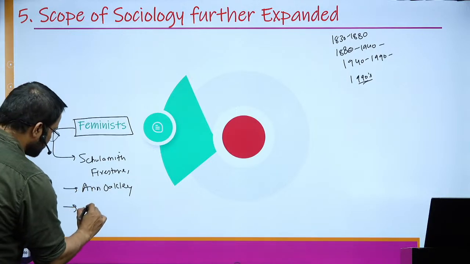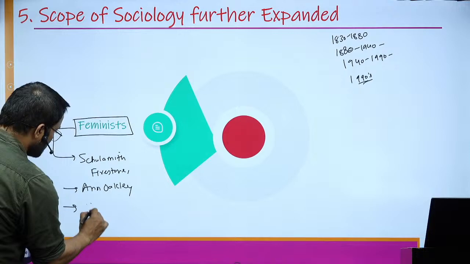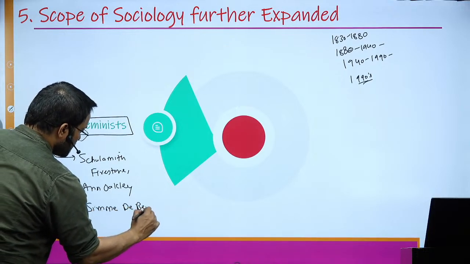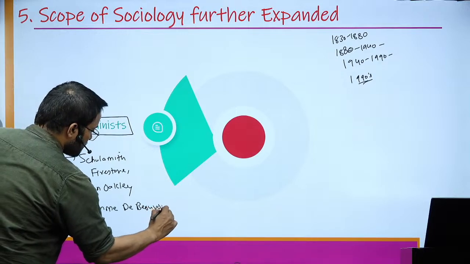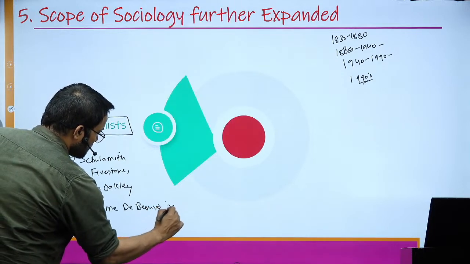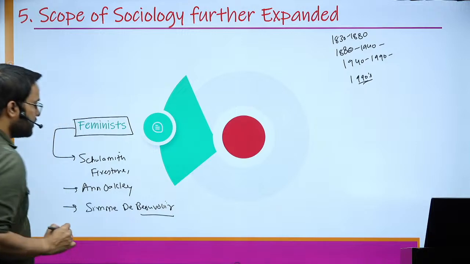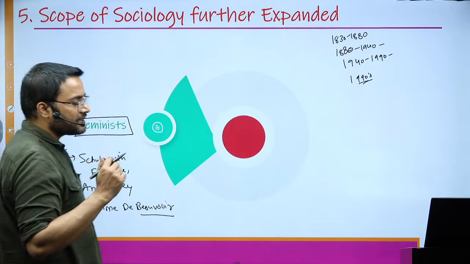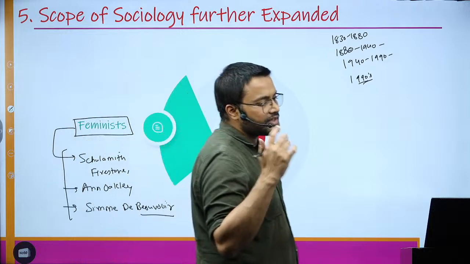And then Simone de Beauvoir. So all these scholars were seeing society in a radically different manner.